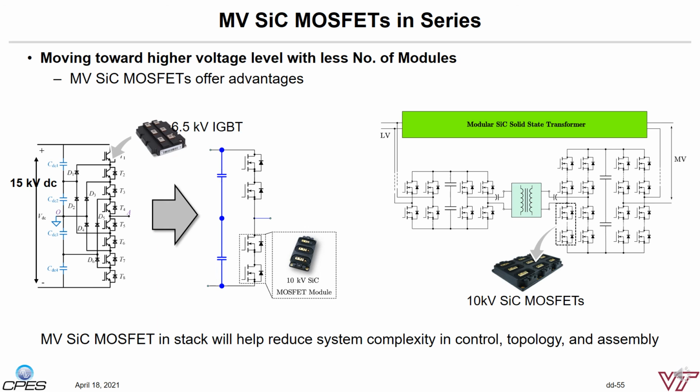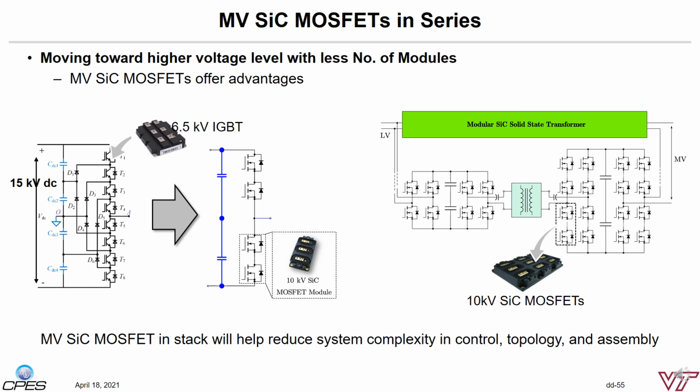Therefore, the recently developed medium voltage silicon carbide MOSFETs, like the 6.5 kV and 10 kV devices, offer a high potential for high power applications. This page shows you two examples. On the left-hand side, to build a 15 kV DC inverter or motor drive, we have to use a complex 5-level topology with a large number of 6.5 kV IGBTs and a lot of clamping diodes to achieve that. However, by using two 10 kV silicon carbide MOSFETs in series, we can simplify the solution to just a 2-level inverter.